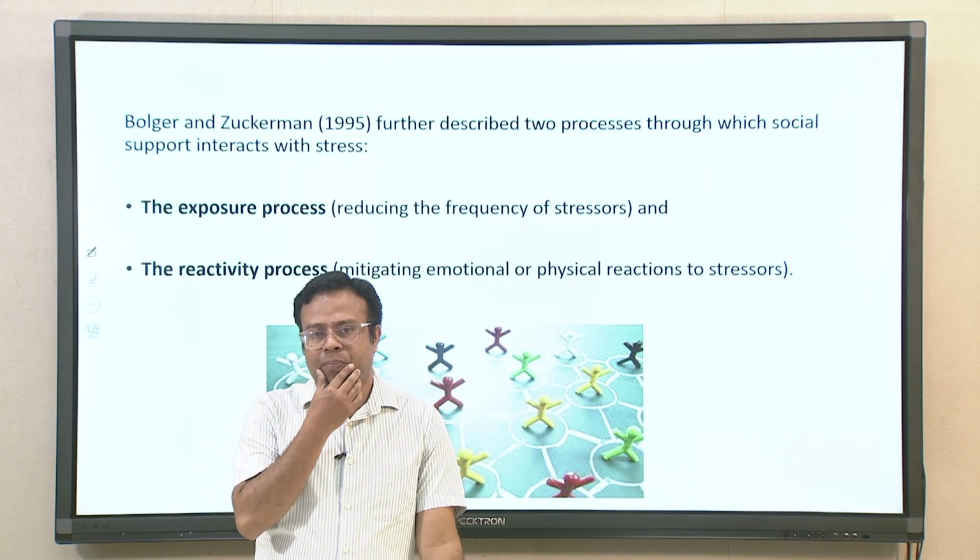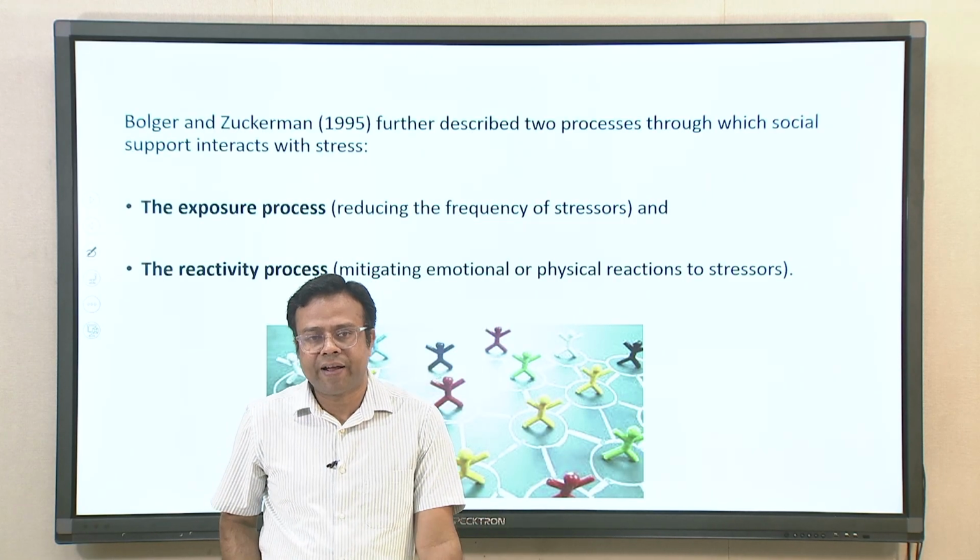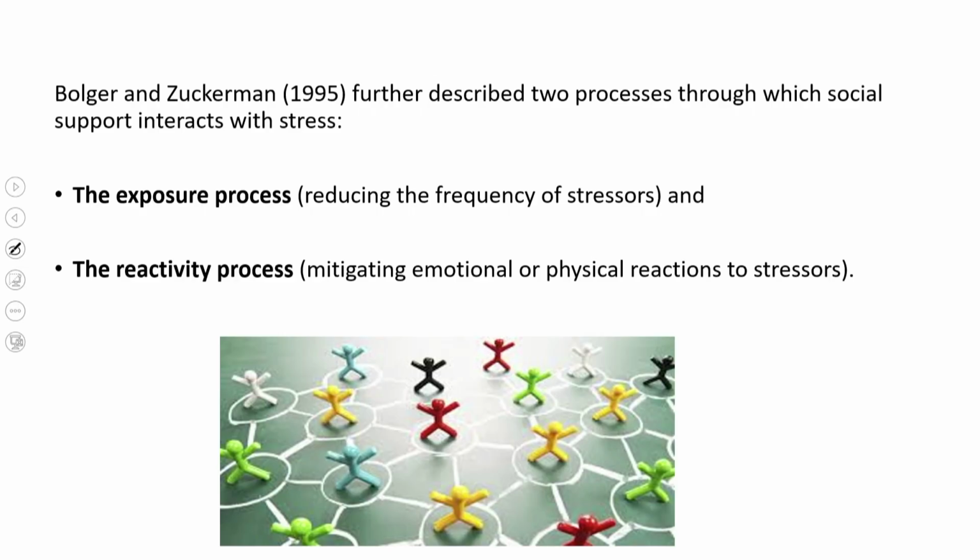Now, Bolger and Zuckerman describe two other processes of how social support can interact with stressful situations. One way of looking at it is called the exposure process, which means social support reduces the frequency of the stressors. Second is called the reactivity process, which mitigates the emotional or physiological reaction to stress.